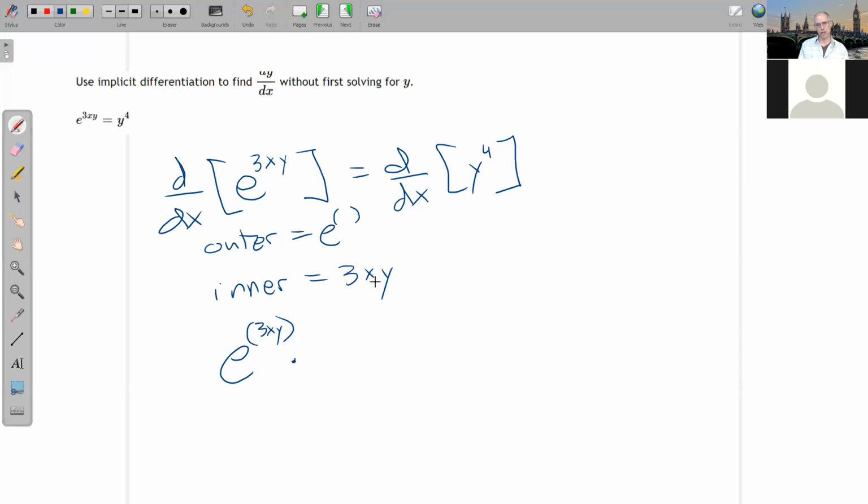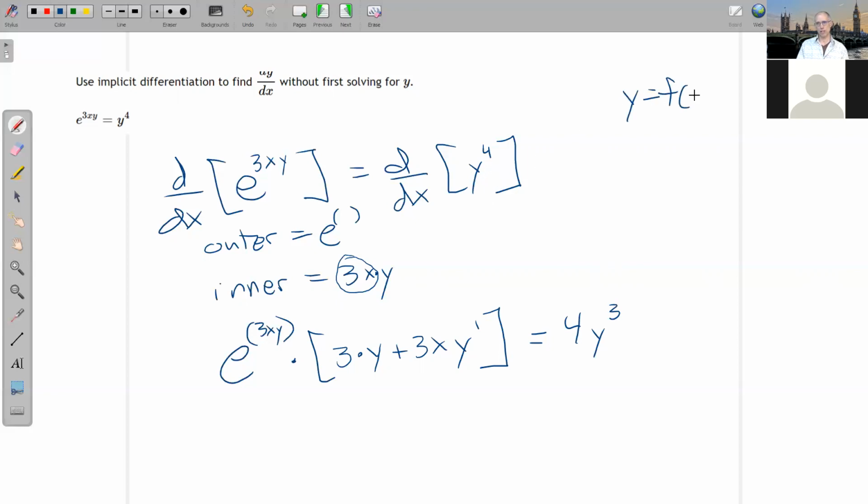So the derivative of 3xy, that is a product, so I have to use the product rule here. Product rule says take the derivative of the first function. Let's call the first function 3x. The derivative of 3x is 3, then multiply by the second function, plus leave the first function alone, multiply by the derivative of the second function. Well, the derivative of y is just y prime. So I had to use the chain rule because that wasn't just an x, and then the inner function was a product, so I had to use the product rule. On the other side, the derivative of y to the fourth is 4y to the third. And the chain rule says, remember y is a function of x, so you better multiply by its derivative, y prime.